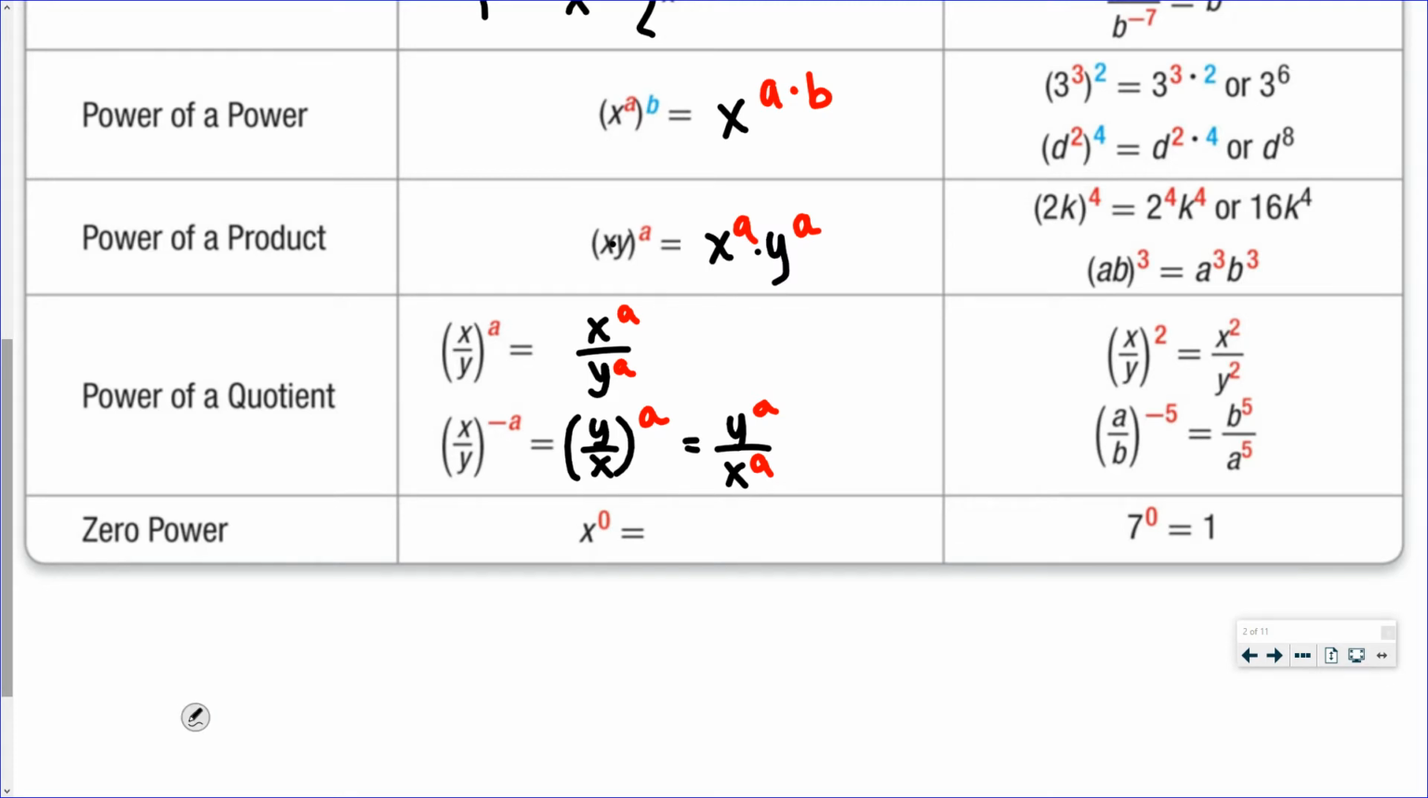All right, last property. This is my favorite one. Anything to the power of 0 is 1, not 0, 1. Anything to the power of 0 is 1.